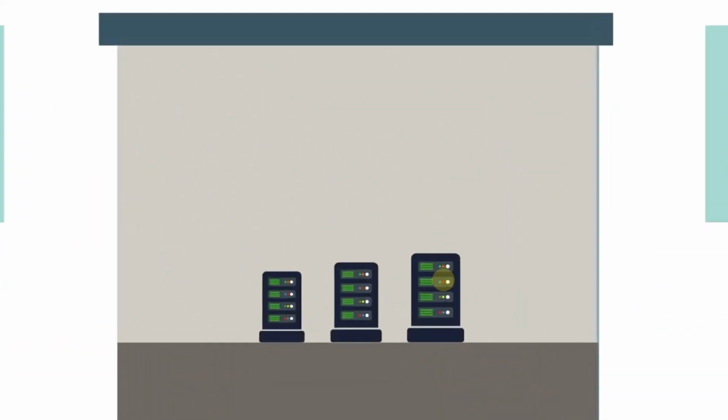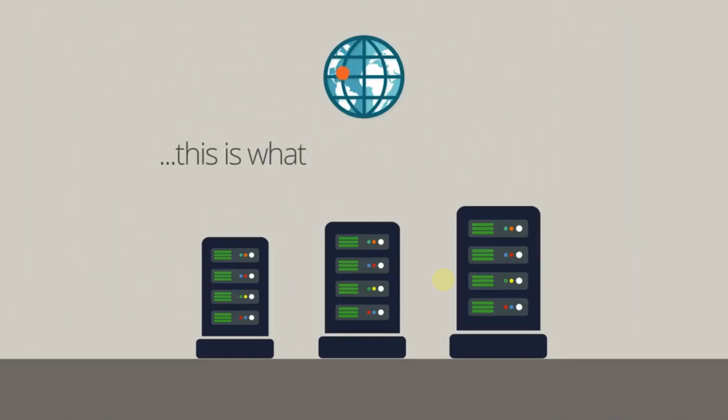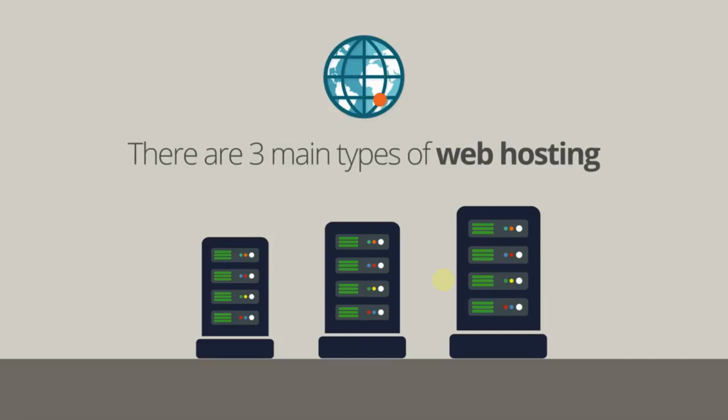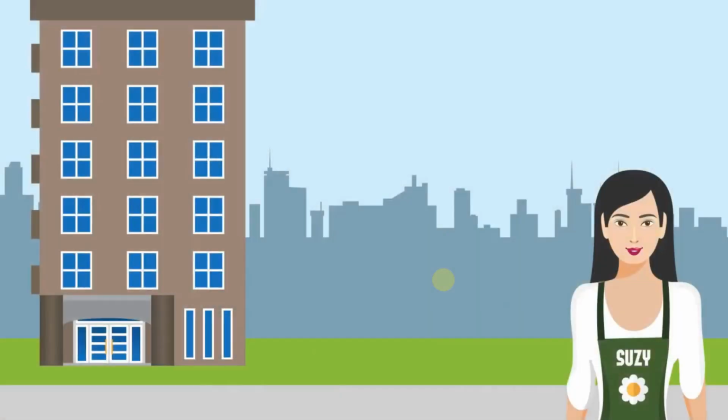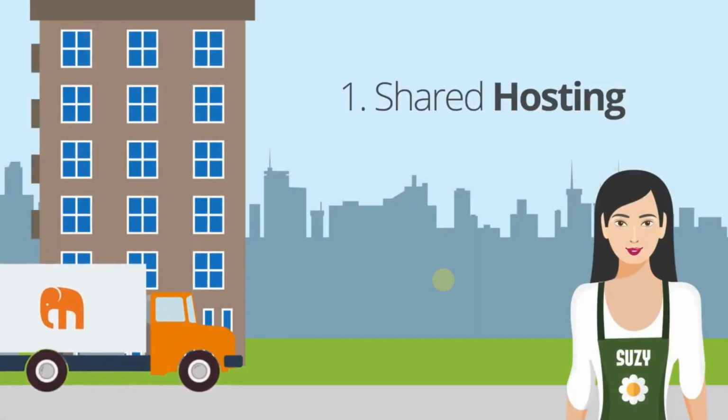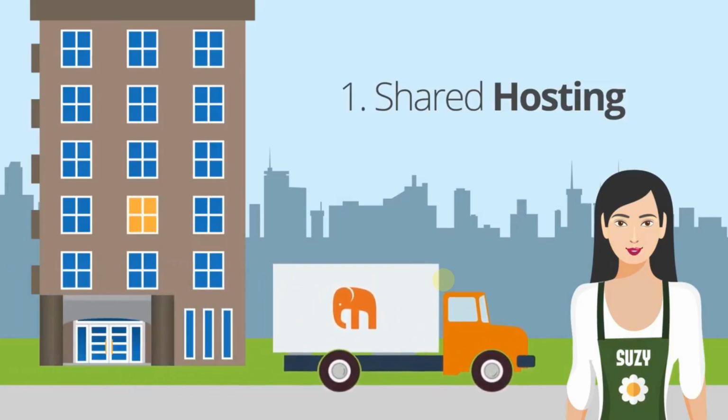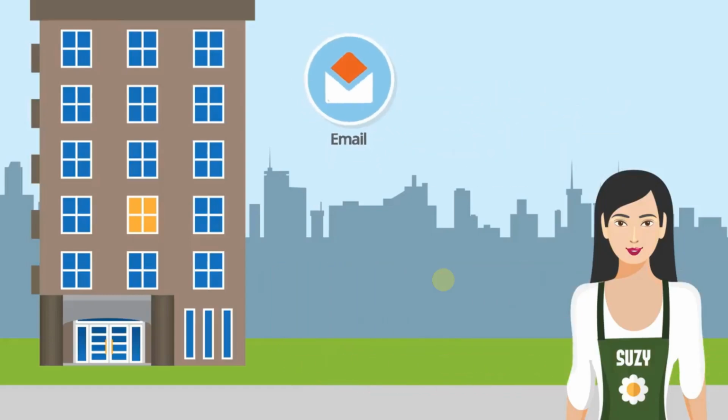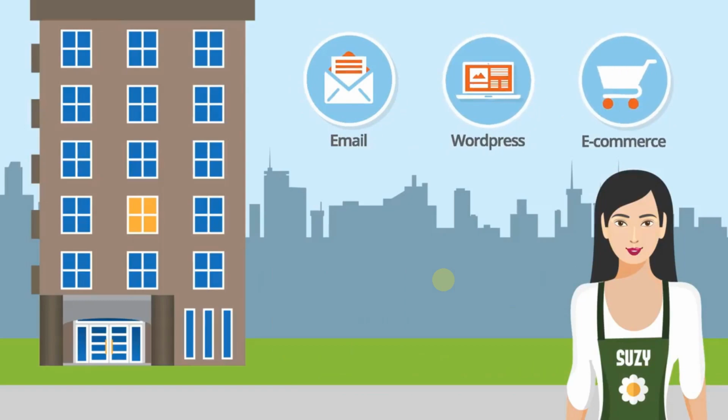When you rent space on a server from a company like EasySpace, then this is what we call web hosting. There are 3 main types of web hosting that you can choose from. 1. Shared hosting. 2. Virtual servers. And 3. Dedicated servers. Shared hosting is like paying rent to live in an apartment. Compared to other types of web hosting, shared is the cheapest and is where most websites live. Like an apartment, it comes with all the basics like email, WordPress, etc., tools that enable you to easily run a website on your own.